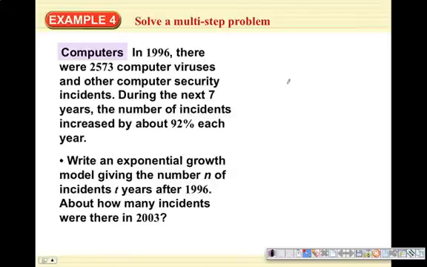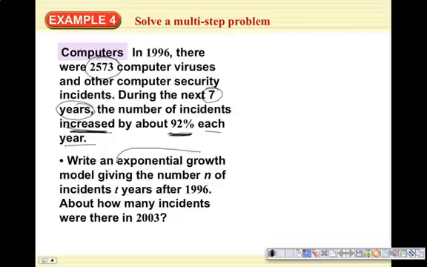formula. Okay, look at this. In 1996, there are this many viruses and other computer security incidents. During the next 7 years, the number of incidents increased by 92% each year. So a lot of numbers in here. We've got to decide what to do with it.